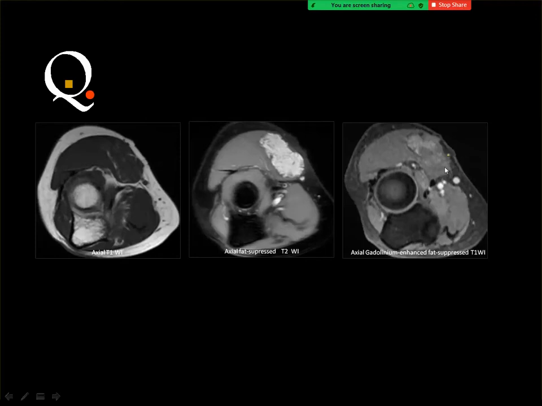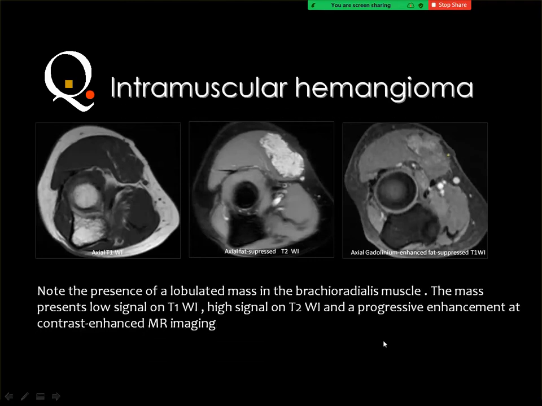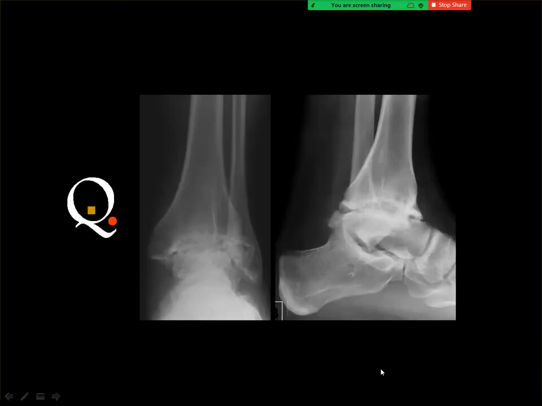Hemangioma will not enhance significantly in the musculoskeletal areas, but hemangioma can enhance evidently in the liver, for example. And whenever you see that there is a lesion with significant brightness in the T2 weighted image and internal fine low signal lines, you may suspect, of course, a hemangioma.